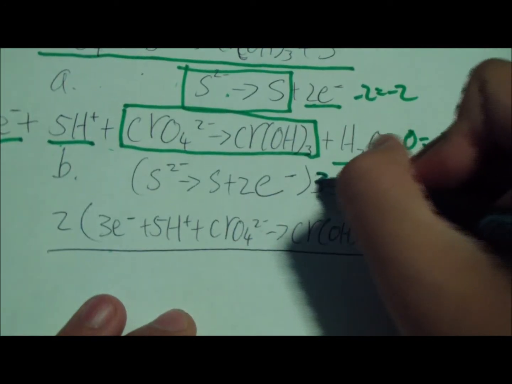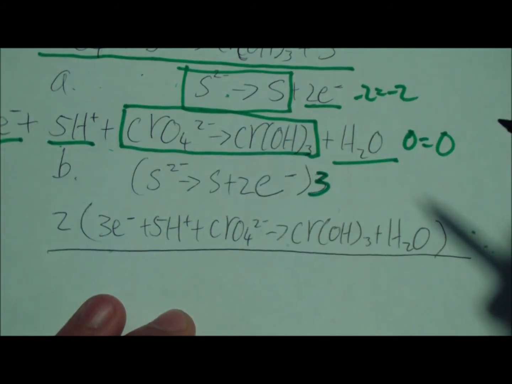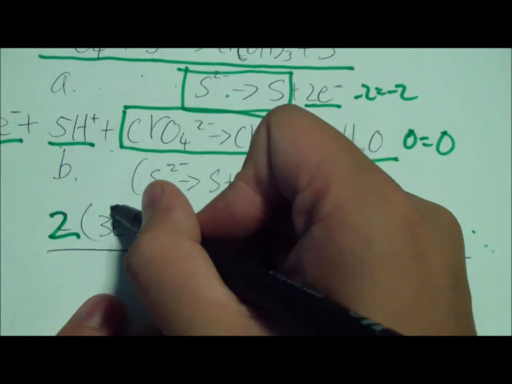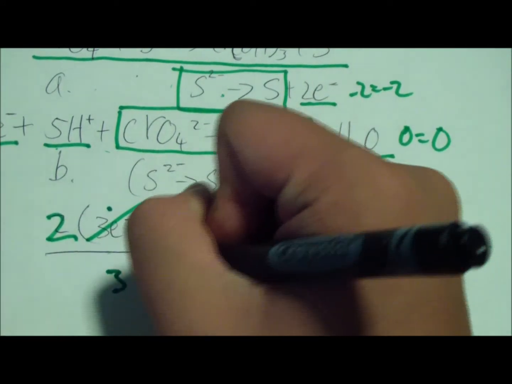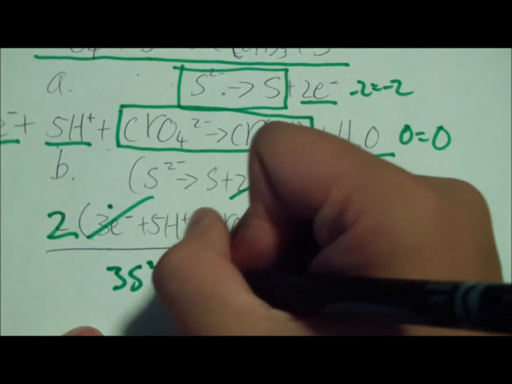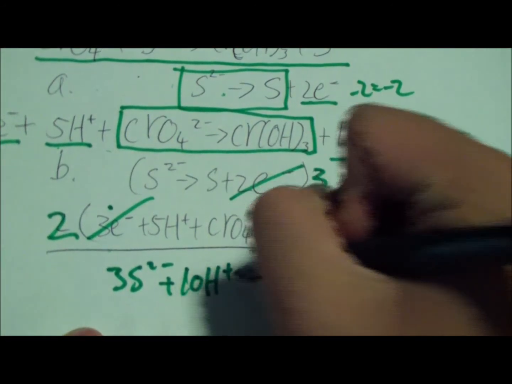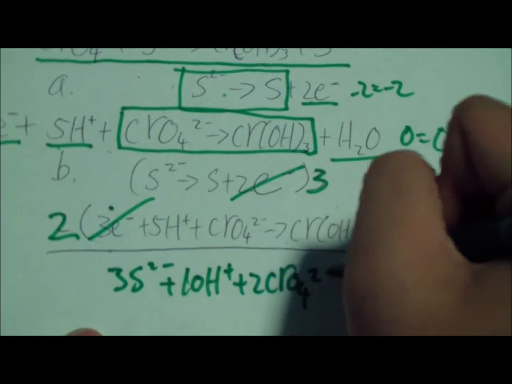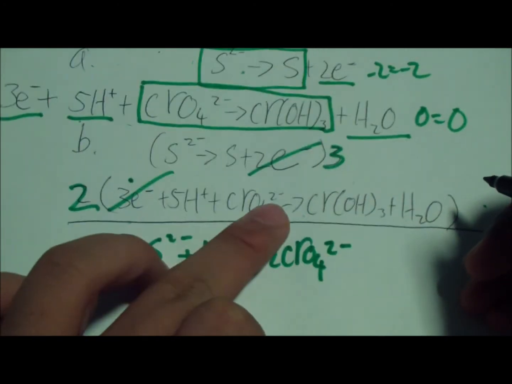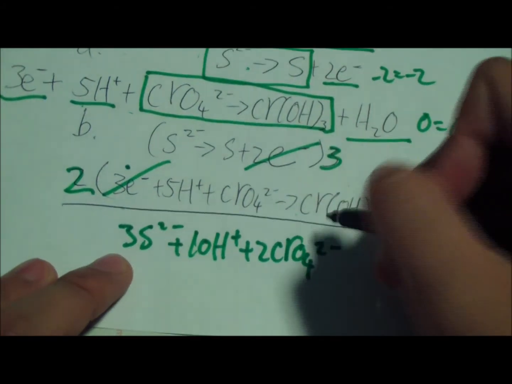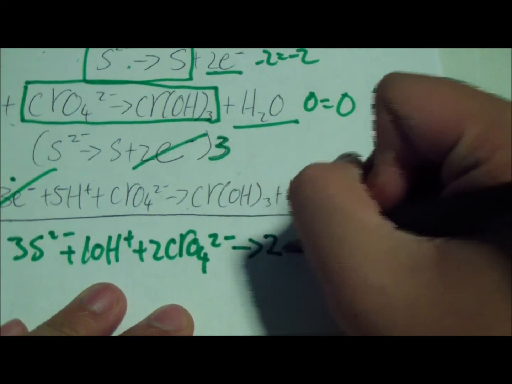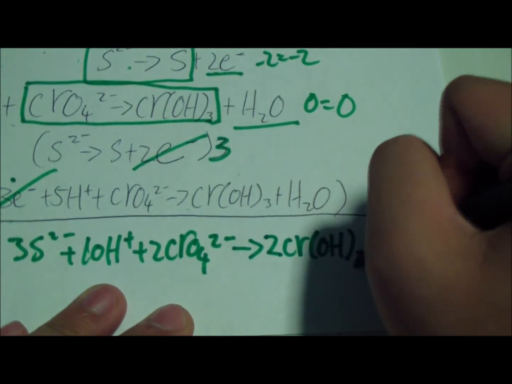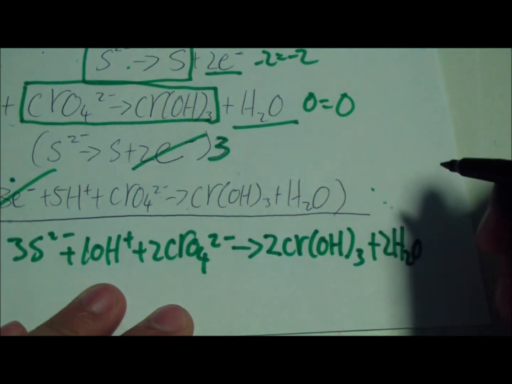So right here, you have to multiply the top equation by 3. So you get 6 electrons, and on the bottom you multiply by 2, so you get 6 electrons. So 6 minus 6, you cancel it out, right? And then top would be 3 S2 minus, okay, plus 10H plus 2 CrO4 2 minus, okay, because of the 2 right here, so you have to multiply all the way in. So does the top, so yeah. And it goes to 2 CrOH3 plus 2H2O plus 3S. So that'll be my answer.